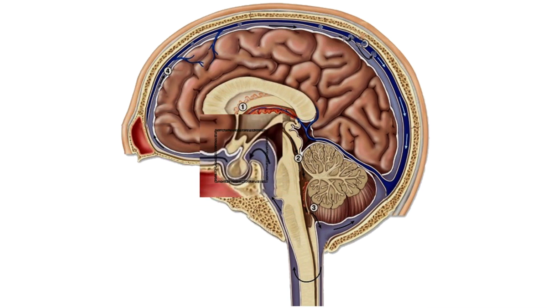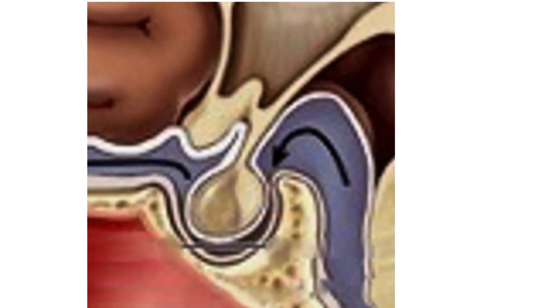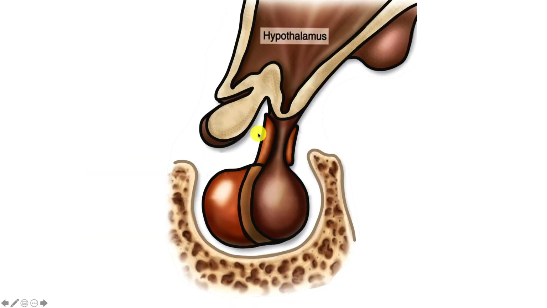Now, if you were to magnify this, you can see that the pituitary gland is hanging from the hypothalamus with this funnel shaped structure, which is called the infundibulum. So this structure here is going to be called the infundibulum. So we have seen what is the position of the pituitary gland.